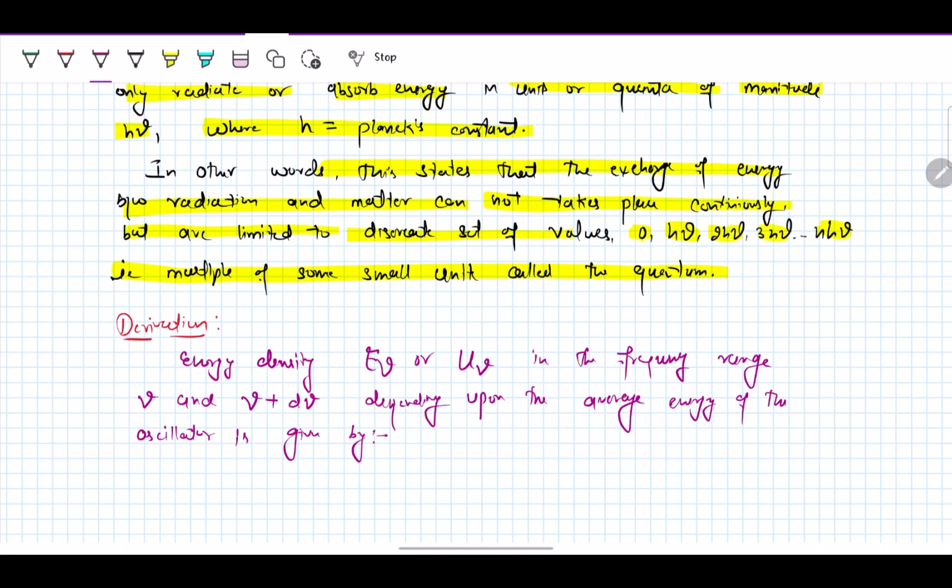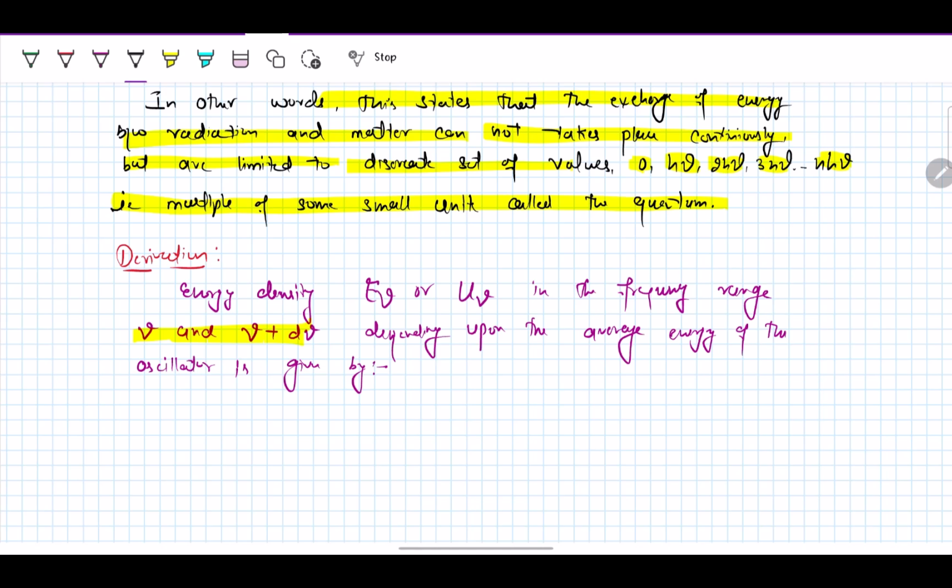Okay, so we are going to write down the equation for energy density in the frequency range nu to nu plus d nu, which is E nu d nu equals 8 pi h nu cubed over c cubed, times 1 over exponential of h nu over kT minus 1, d nu. This is my equation number 1, and this energy density is in terms of frequency.